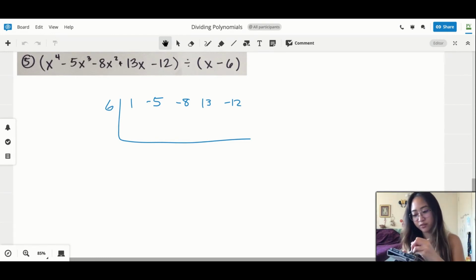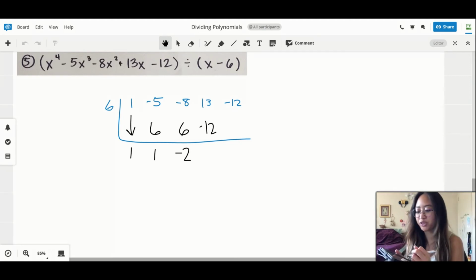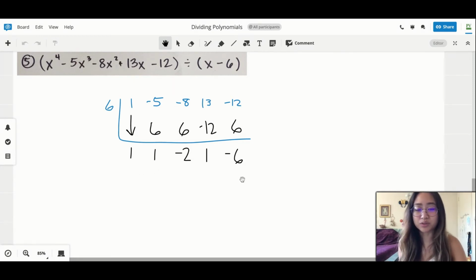So let's start off bringing that 1 down. 1 times 6 is 6, and then add these up. We also get 1. 1 times 6 again. Negative 8 plus 6, we get negative 2. Negative 2 times 6, we get negative 12. Adding these, we get 1 more time. And the last number is 6. Negative 12 plus 6, we know, gives us negative 6. So let's use these results to make our polynomial answer. So notice that our highest degree was x to the 4th.